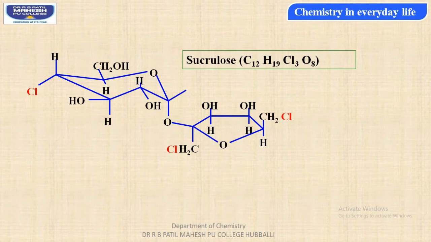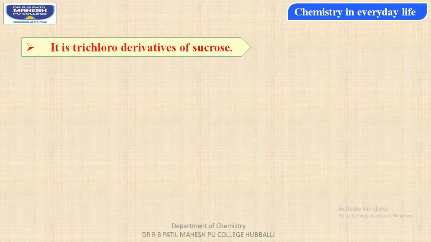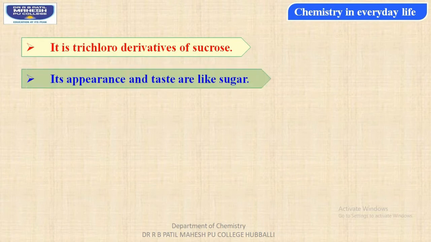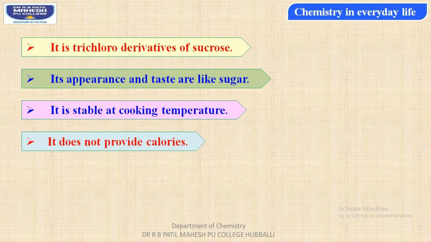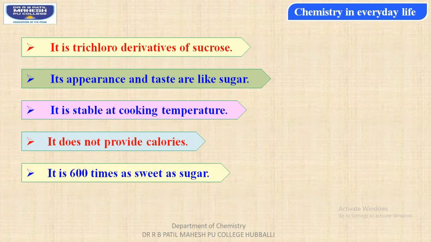And the next artificial sweetening agent is sucralose with the molecular formula C12H19Cl3O8 with the structure given below. In this structure, students, we have 3 chlorine atoms, so this compound is a trichloro derivative of the sucrose molecule. Its appearance and taste are exactly like sugar. It is stable at cooking temperature, meaning it won't undergo any decomposition on heating. It does not provide calories and it is 600 times as sweet as sugar.